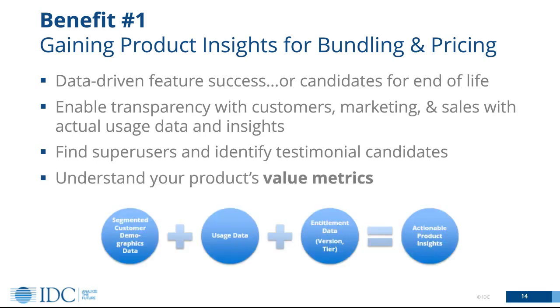Really cool stuff. And then the most important thing from a monetization point of view is value metrics: understanding, out of all the features you have, who uses them and how much. I've got three items on the left side of the equation. You can take your segmented customer demographic data, the company names in your company database, and know who those customers are, whether they're a big company or small, industry X or industry Y.